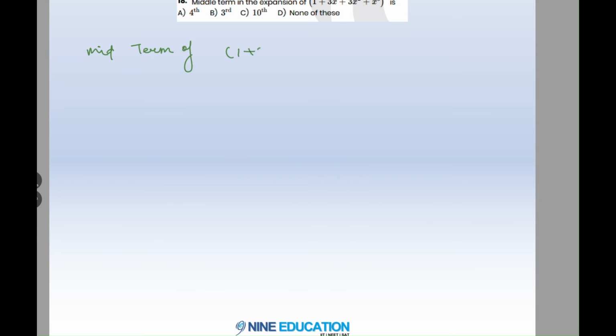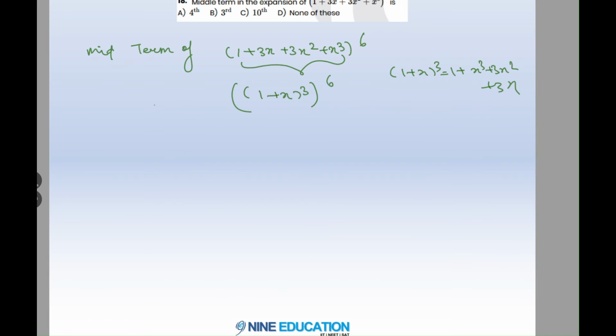Midterm of 1 plus 3x plus 3x square plus x cube power 6. If you see carefully, it's nothing but the expansion of 1 plus x cube, which is 1 plus x cube plus 3x square plus 3x. So if you combine, we are getting this. This is equal to 1 plus x power 18.